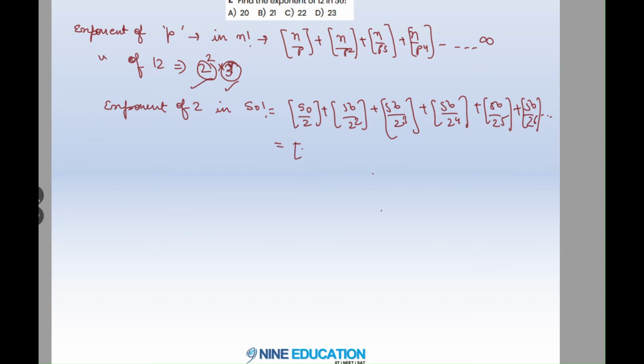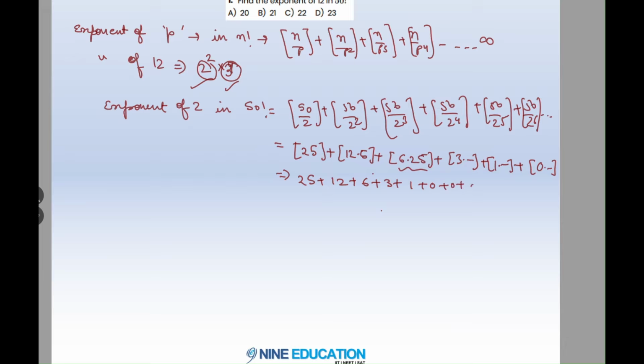Now 50 by 2 is 25, 50 by 4 is 12.5, 50 by 8 is 6.25, and for 50 by 2 power 4 just keep on dividing by 2 and you will get your answers. 50 by 16 makes it 3 point something. 50 by 2 power 5 makes it 1 point something. And then you will have 0 point something. The greatest integer of 25 is 25, of 12.5 is 12, of 6.25 is 6, of 3.125 is 3, of 1 point something is 1, and of 0 point something is 0. The rest of the terms will be 0 since the greatest integer will be 0.